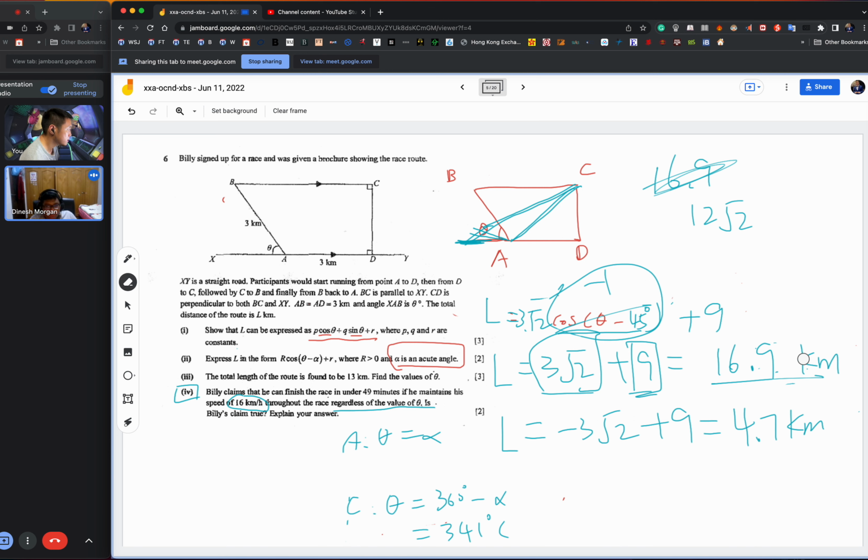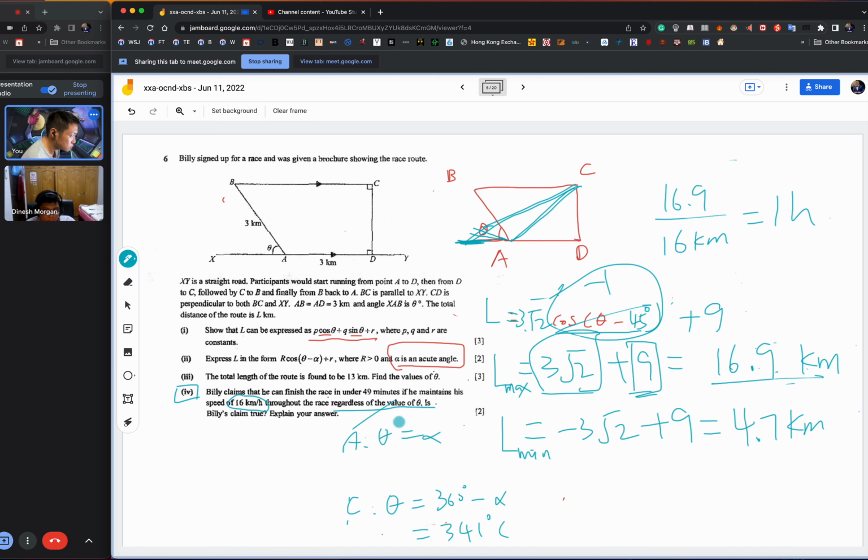So I almost made this fatal mistake. It's 16.9, so you take the max distance. This is the max distance, and this is the minimum distance. So 16.9 divided by 16 kilometers per hour gives you more than an hour, so that means he cannot finish.